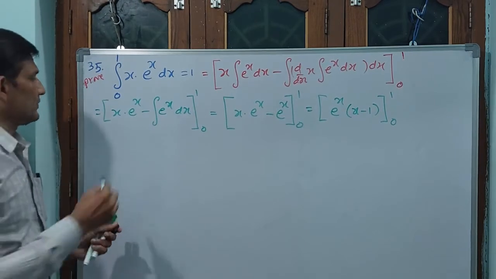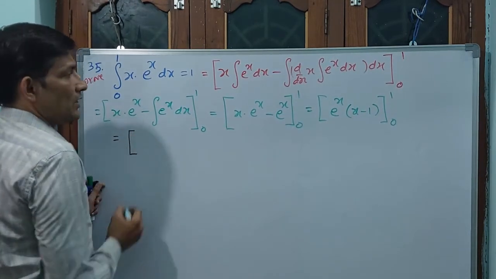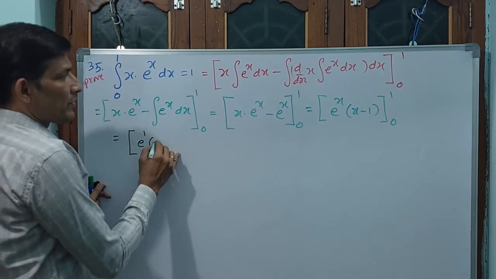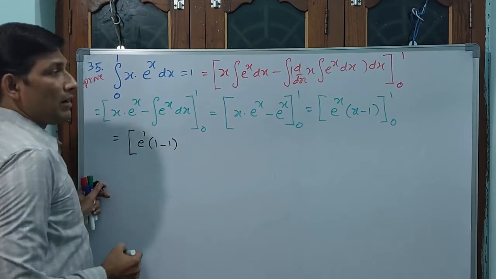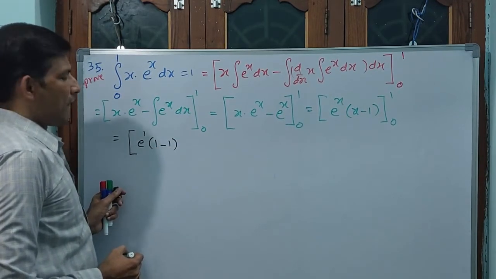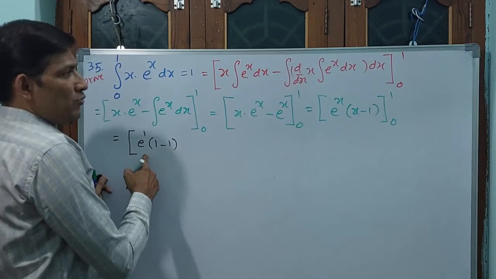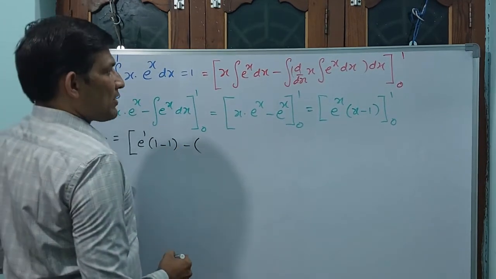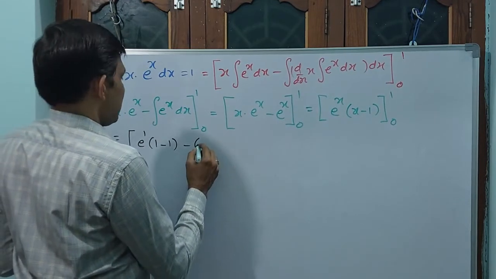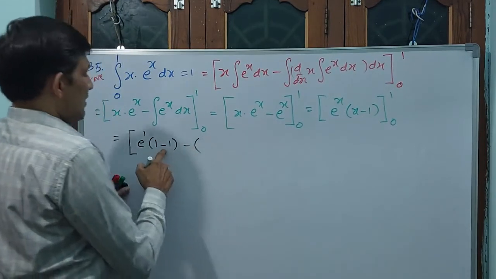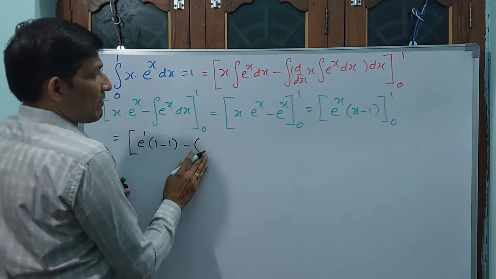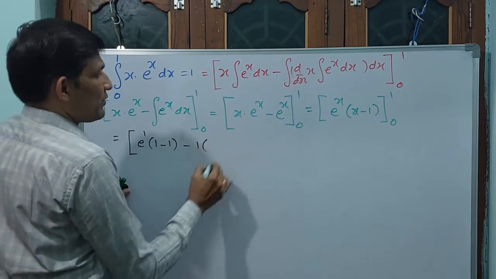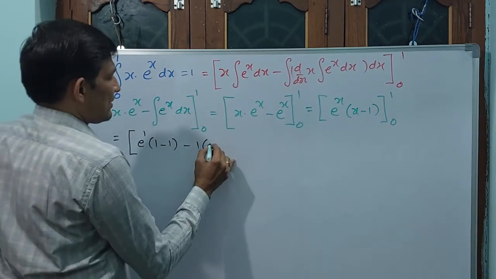Apply limits now. That is equal to 1. If you apply, e power 1 into 1 minus 1. 1 minus 1 is 0. Upper limit is going to become 0. Now minus lower limit. e power 0 is 1. 1 minus 1 into 0. e power 0 is 1 into 0 minus 1.